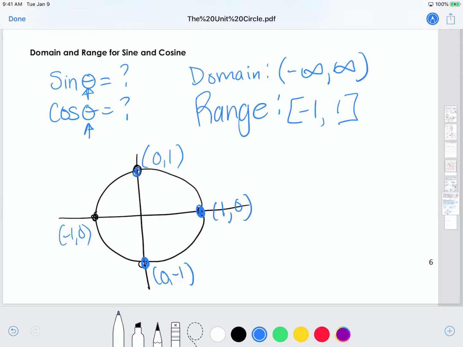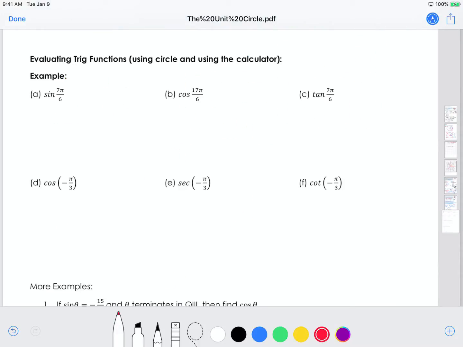That's -1 to 1. This is the smallest value you'll get for x, and this is the largest value you could get for x, from -1 to 1. So for both the sine and the cosine, these are both your range and domain. To evaluate trig functions, remember, you plug in an angle, you get out a ratio.